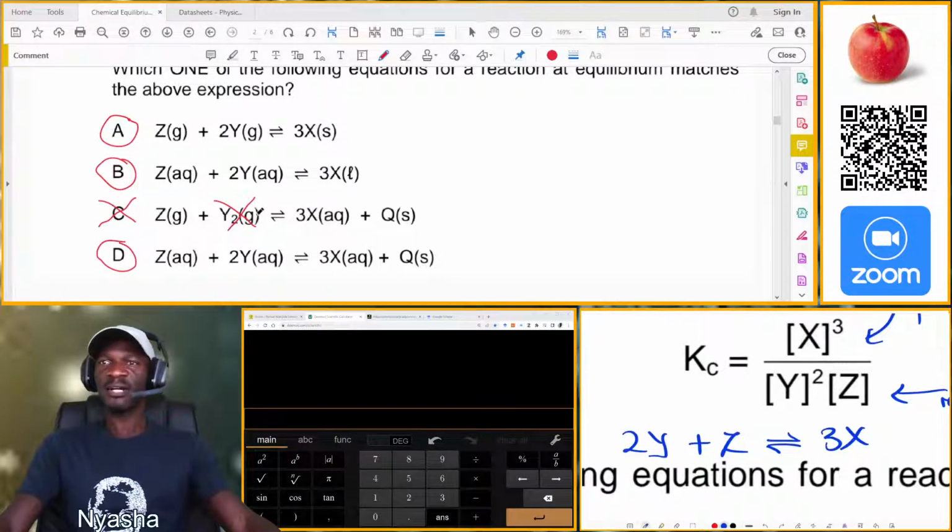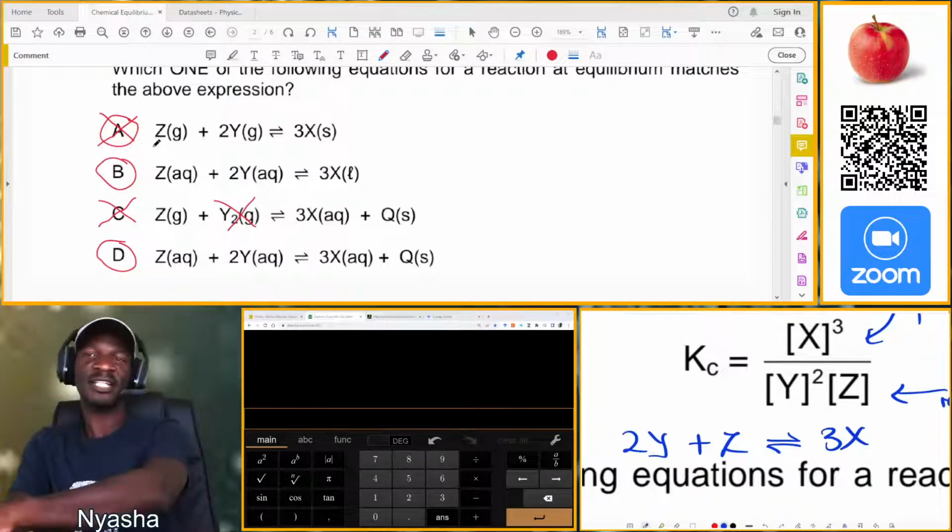Right, so of these three, A, B, and C, which one is the correct one? Let's relook at A. This is in the gas phase, so it qualifies to be part of our equilibrium calculation equation. 2y is in the gas phase as well, but 3x is in the solid state. So this A is out.